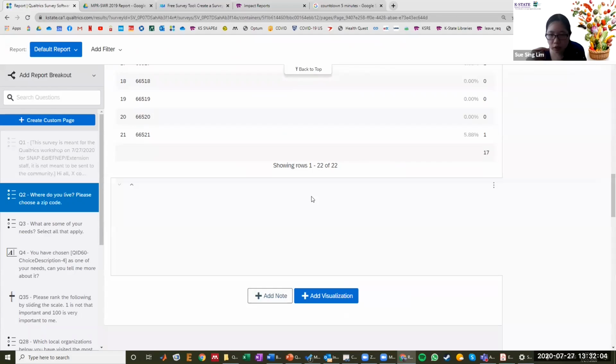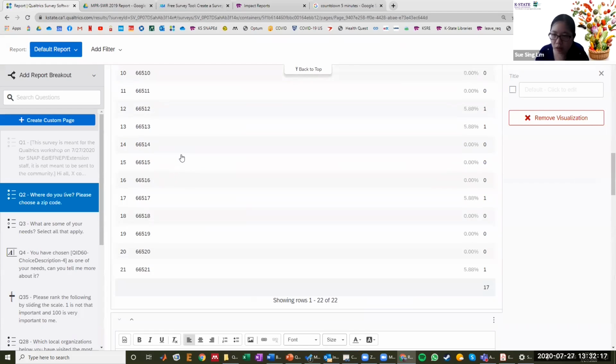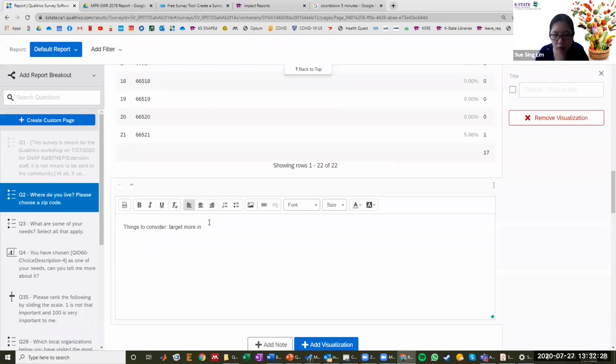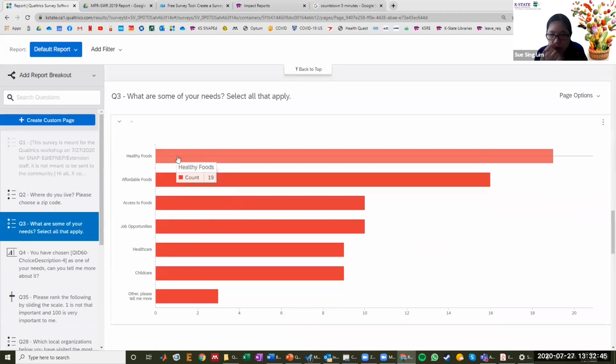You can add a note here about the things to consider. This is like a note for you and maybe for a collaborator if they can access it. Like maybe target more, let's see here, how many people are in, okay, so more people are living in 66501 and 66502. So you want to target your education more in zip code 66501 and 66502. So that's just a note. And then you can move on to the third question.